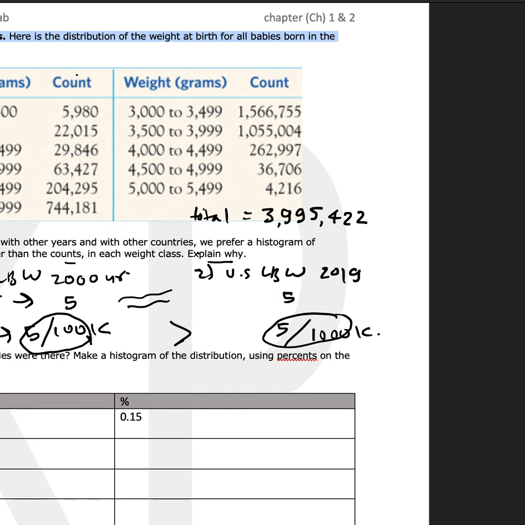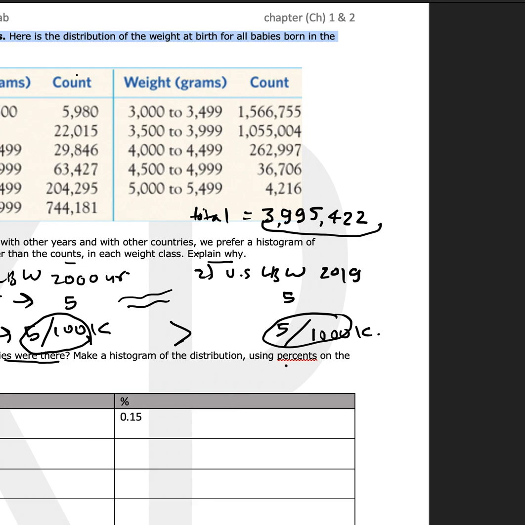The second sub question, question B, asks us to find how many babies there were. So basically it's asking the total number of babies. In order to get the total, you just add these counts and they should total up to this particular number. So that is your total number. Now you have to make a histogram with distribution. You know what a histogram is by now. If not, check out the previous video.